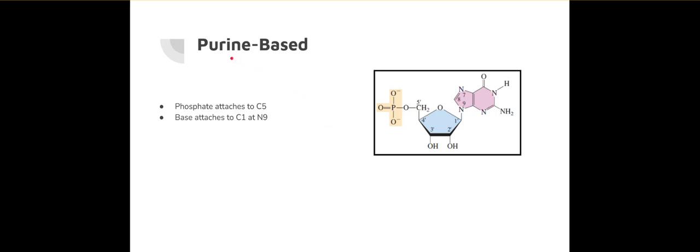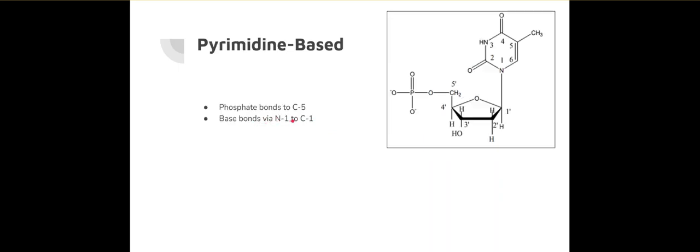In the purine based, it's a little bit different. This phosphate is still attached to the 5th carbon, but here it's not the primary nitrogen, it is the 9th nitrogen on this ring that gets attached to that 1st carbon. So this is called a C1N9 bond, whereas this one's called an N1 to C1 bond.